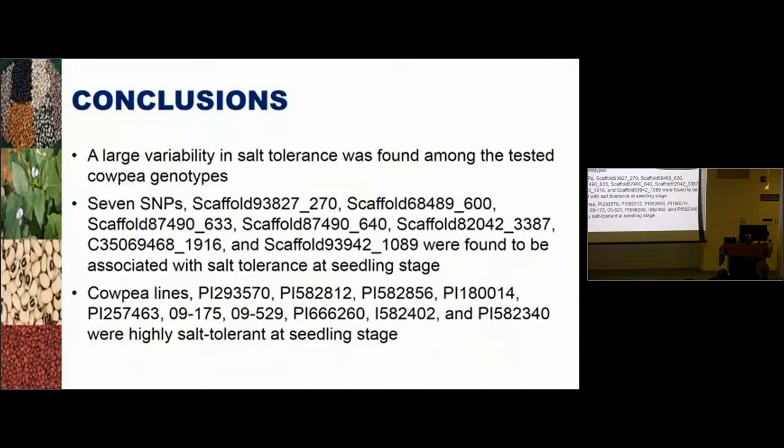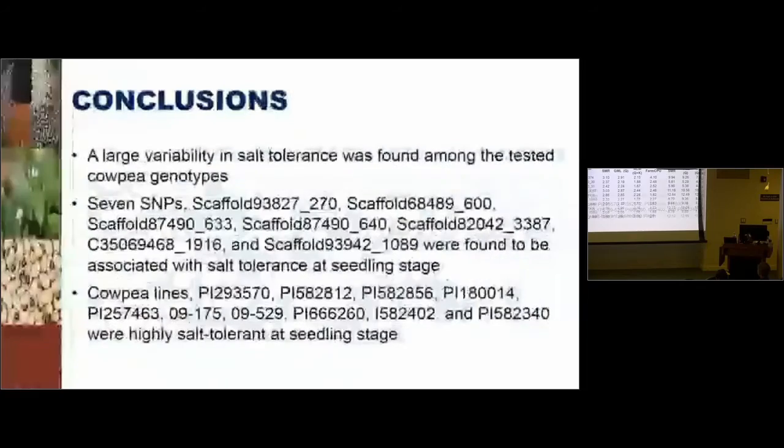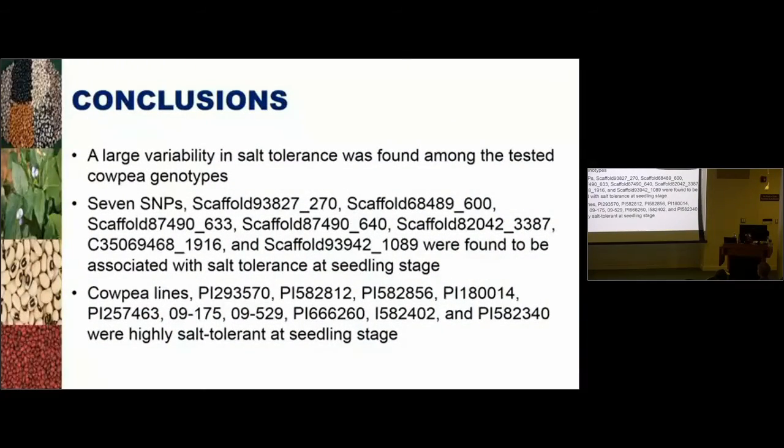Conclusions. From this study, we could say that we found substantial variability in salt tolerance index among the cowpea genotypes, and this is very important for plant breeders to have this variability among their germplasm. And we found some significant SNPs associated with salt tolerance, and here we have some lines which were highly salt tolerant at seedling stage.